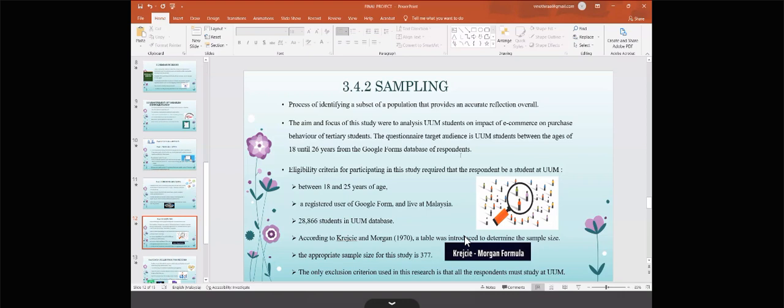So this is my sampling. We will be evaluating the respondents based on their age from 18 to 25 years old, using Google Form. From what I found out last semester from the UUM database, there are around 28,866 students. From what I understand of the sample size, according to Krejcie and Morgan, I need around 377 respondents for my research. So the main research is based on the respondents who are students in UUM.